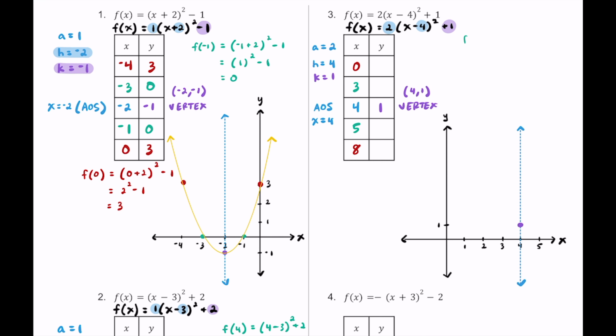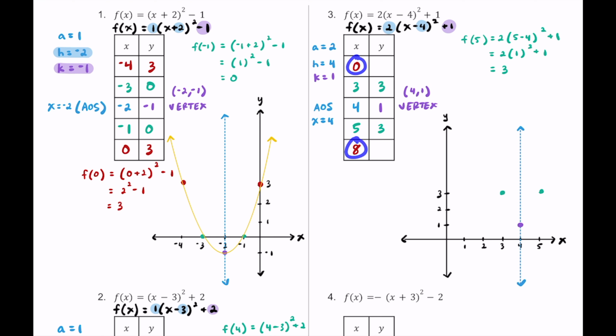Let's find out what is f of 5. If we do that, that's going to be 2 times the quantity of 5 minus 4, squared, plus 1. That's going to be 2 times 1 squared plus 1. 1 squared is going to be 1, times 2 is 2. 2 plus 1 is going to equal 3. So it's going to be 5, 3 and 3, 3. 5, 3 is going to be located just about here to the right, and then 3, 3 is going to be right over here to the left.